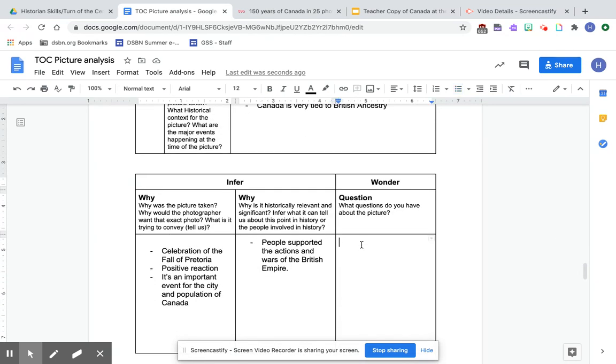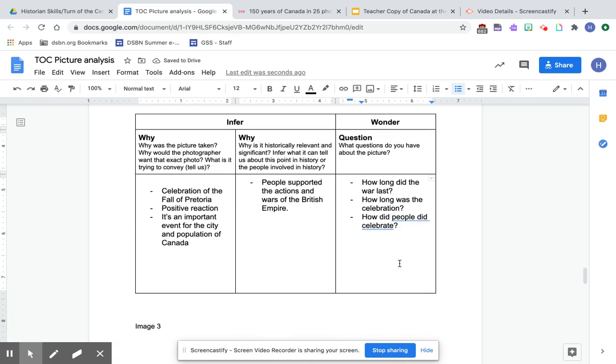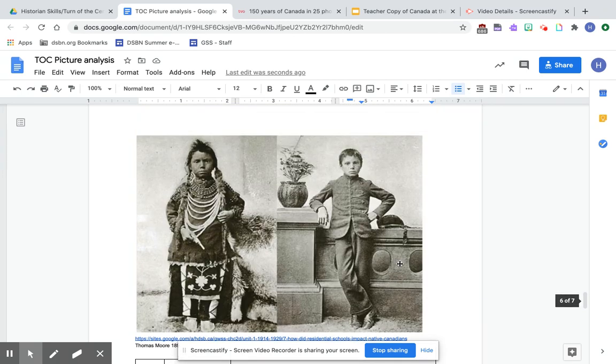And then I wonder what are some questions we have. Maybe if you don't know about the Boer War, you can ask how long did the war last? How long was the celebration? How did people celebrate? Because we see people gathering, but we don't really see exactly what they're doing to celebrate. Are they going out and going to get a drink? Are they talking to one another? Are they dancing in the street? How do people celebrate? So that's a question you can ask as well. Again, any questions that come to mind about your poster, the photo.